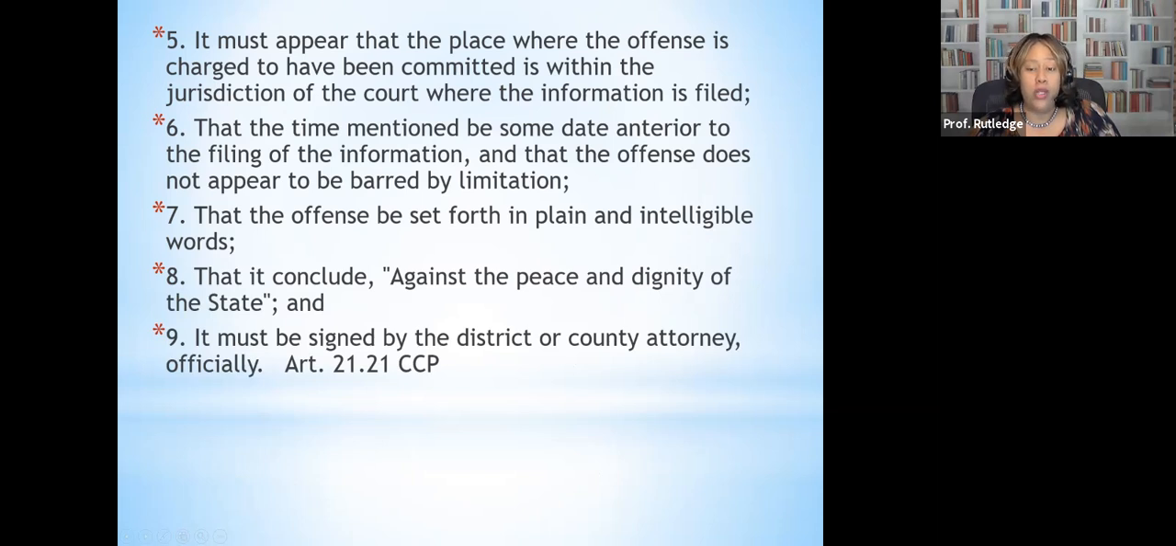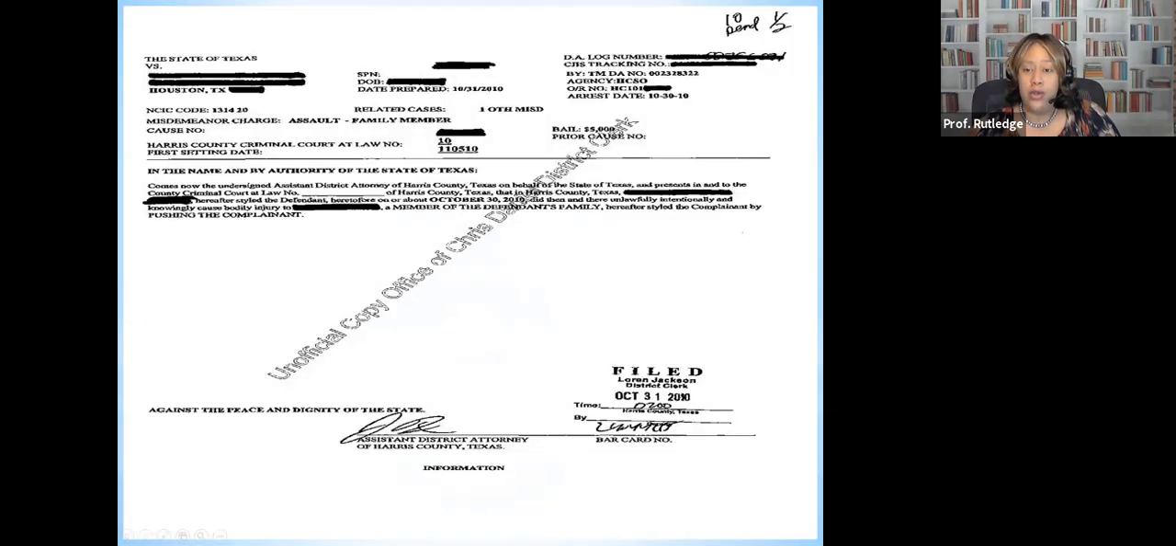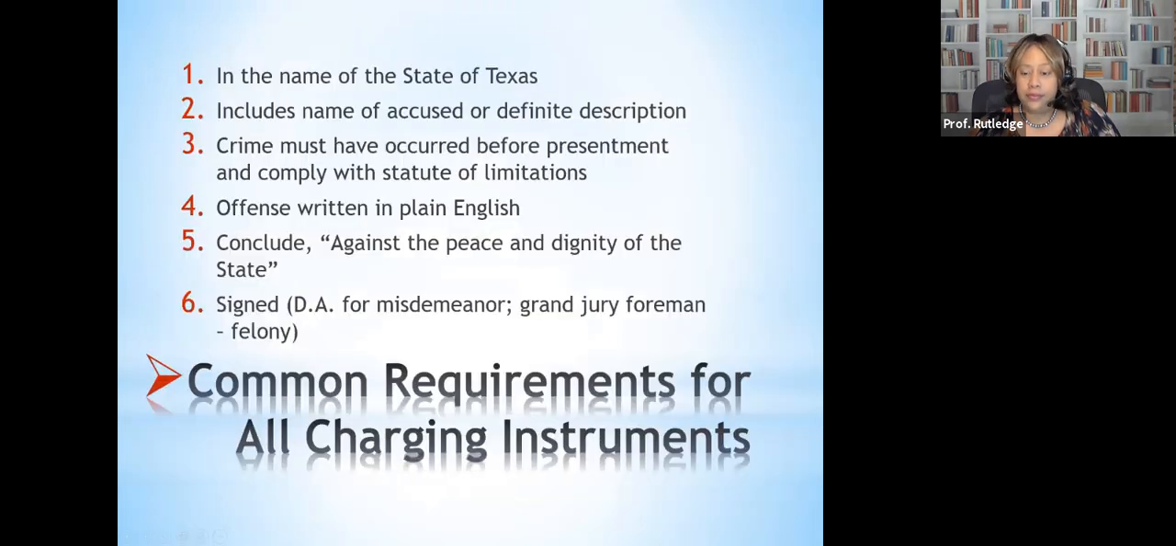And that's Article 21.21. And so here is another example of a misdemeanor information. Notice, remember, the complaint was signed by the officer and the DA. The information is only signed by the prosecuting attorney. So here are some common themes to both charging instruments: name of the state of Texas, name of accused or description, crime must have occurred before presentment and comply with the statute of limitations, plain English, conclude against the peace and dignity of the state, signed.